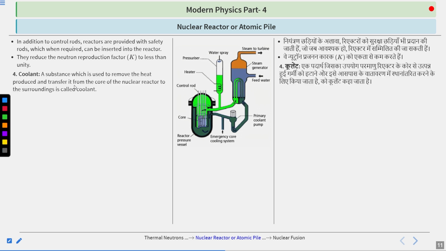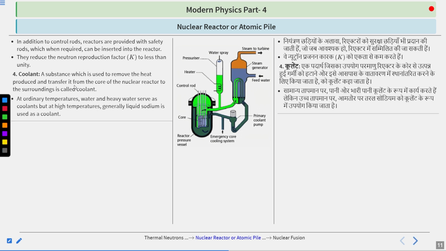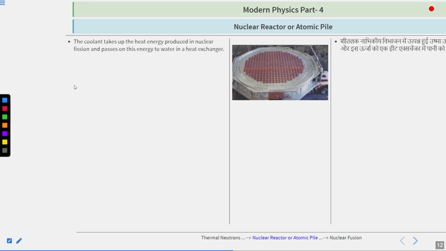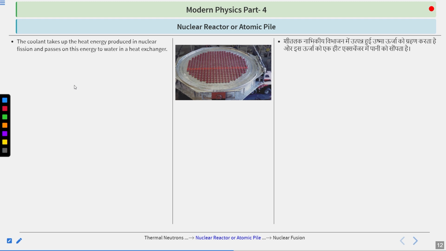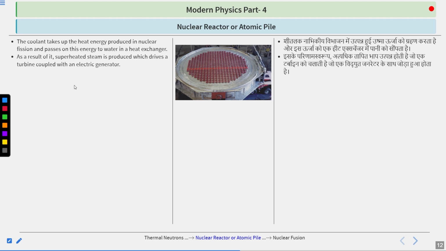Then fourth is coolant. A substance which is used to remove the heat produced and transfer it from the core of the nuclear reactor to the surroundings is what we call the coolant. At ordinary temperatures, water and heavy water serve as coolant, but at high temperature, generally liquid sodium is used. The coolant takes up the heat energy produced in nuclear fission and passes this energy to water in a heat exchanger. As a result, superheated steam is produced, which drives a turbine coupled with an electric generator.